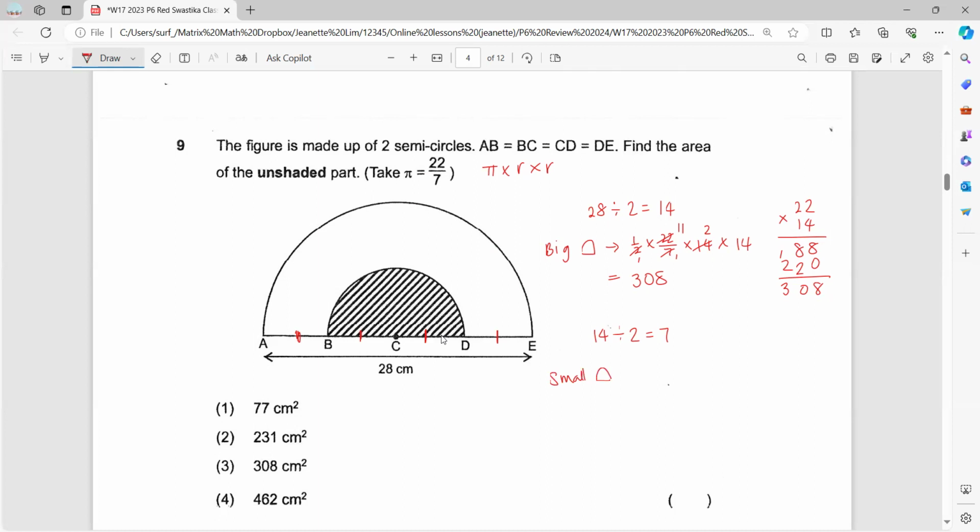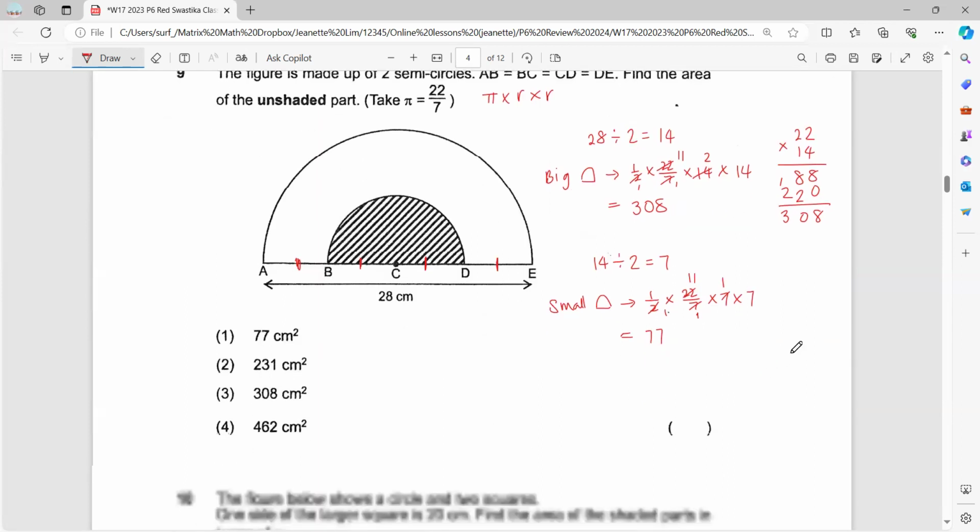So let's find the area. Again, don't forget your half. Okay, half times pi times radius times radius. So simplify as much as you can. And you end up with 11 times 7, so 77. Now I can find the area of the unshaded part by taking the big semicircle minus the small semicircle. Is 231 square cm. So answer 2.